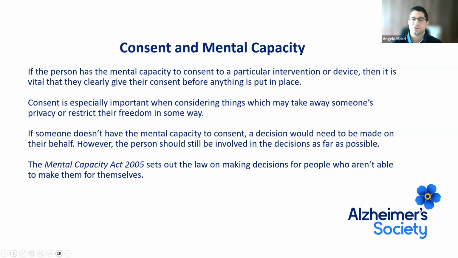Because of time constraints, this is just a very quick overview. So we've got much more information on our website about the Mental Capacity Act. That sets out the law on making these types of decisions. It also includes guidance on how people can make decisions, and also what the criteria are that is used to determine whether someone has mental capacity for a particular decision or not.